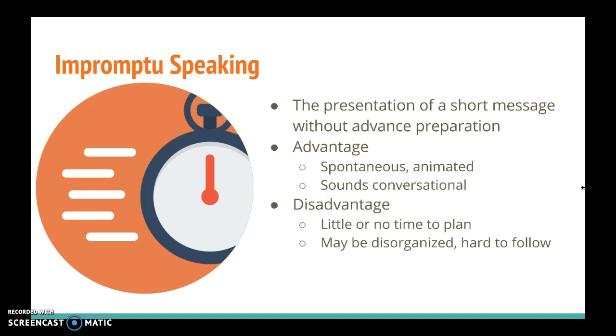So we will be doing various forms of impromptu speaking just to hone those skills. But for the majority of this class, we will not be relying on impromptu speaking because we are going to be planning out our speeches much in advance. So that's impromptu speaking. Sounds conversational, but it might be disorganized.